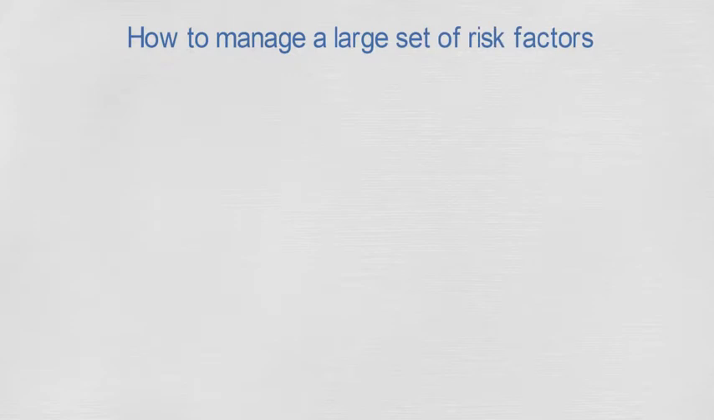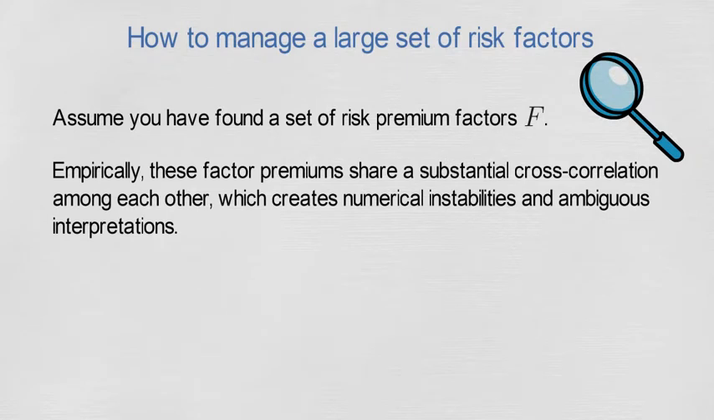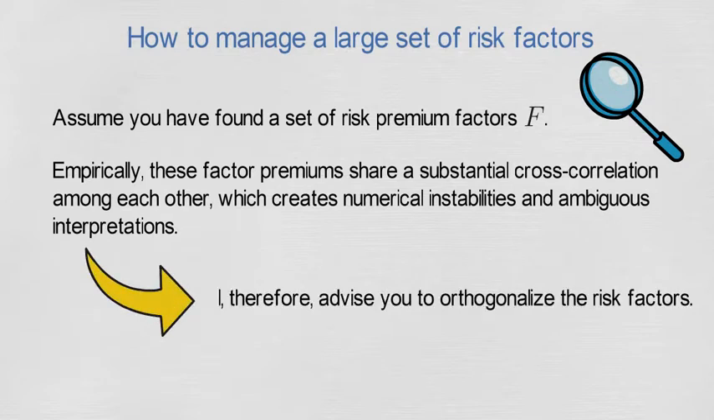In this video, we talk about how to manage a large set of risk premium factors. Assume you have found a set of risk premium factors, capital F. Empirically, these factor premiums share a substantial cross-correlation among each other, which creates numerical instabilities and ambiguous interpretations. I therefore advise you orthogonalize the risk factors.